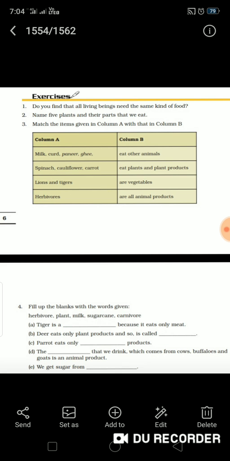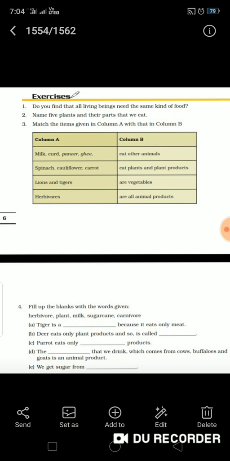So you can write potato. The potato, the part is what? The underground stem. Second is banana, the part is flower. Radish, tell me, radish is which part? Root, yes. Wheat, wheat are seeds. Cabbage, leaf.